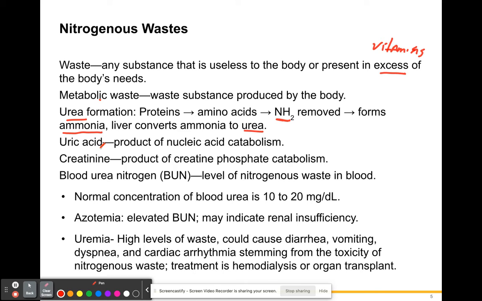Uric acid is a product of nucleic acid catabolism. So when we eat animals and we eat plant material that has DNA in it, DNA has nucleic acids.